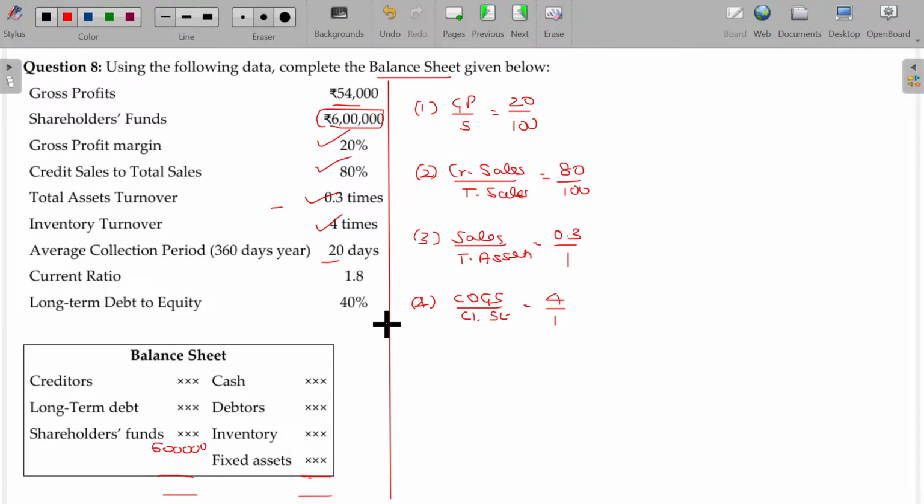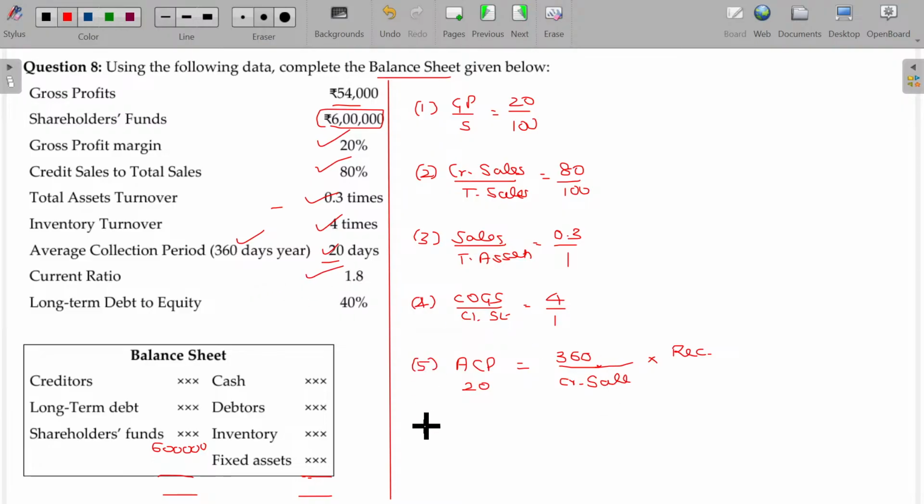And ACP 20 days. ACP is equal to 360 days. 360 days in a year will be taken, also given here. Divided by credit sales. Only due to the credit sales we get the ACP. Into receivables, closing receivables. Here the ACP value being 20. So if we know either receivables or credit sales, we can get the other one easily.